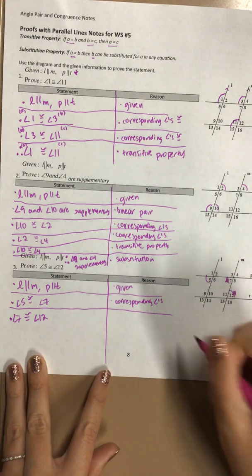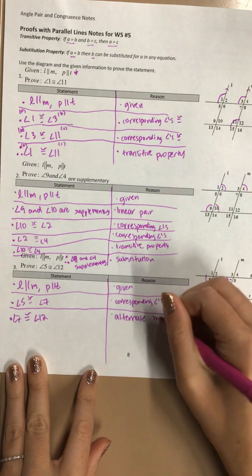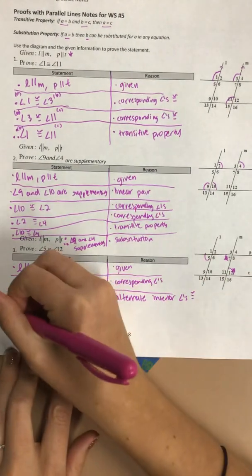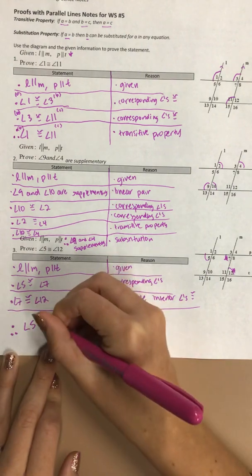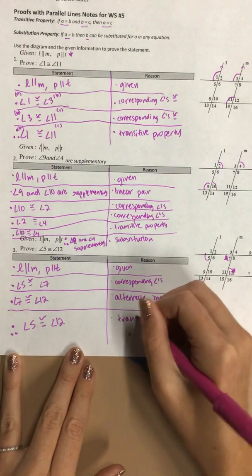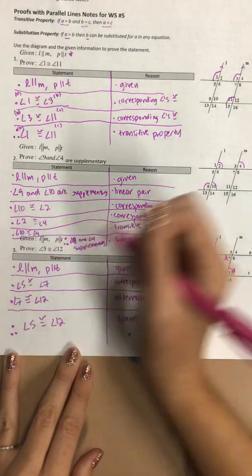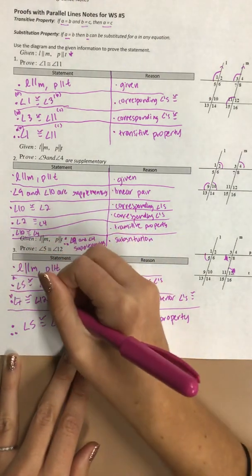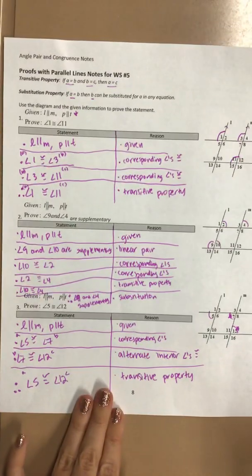So here and here is alternate interior. So alternate interior angles are congruent. Then our last step, we need to say we proved angle 5 is congruent to angle 12. And that's by the transitive property. Because again, this is like A and B. A is congruent to B. B is congruent to C. So A is congruent to C. That is all our proofs on that page.